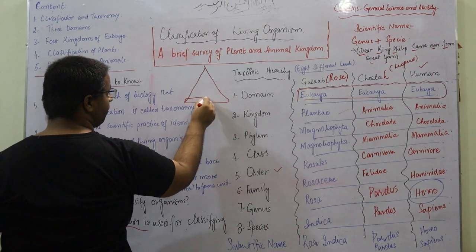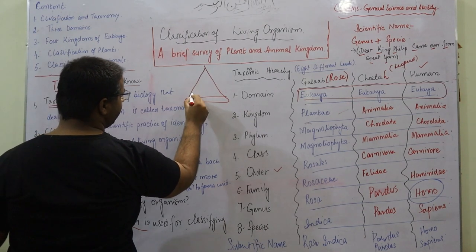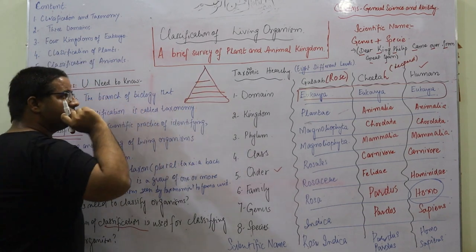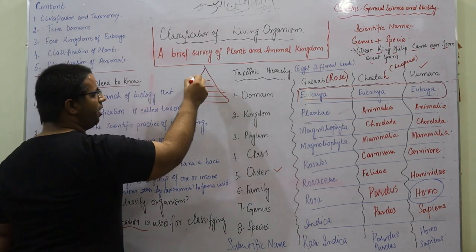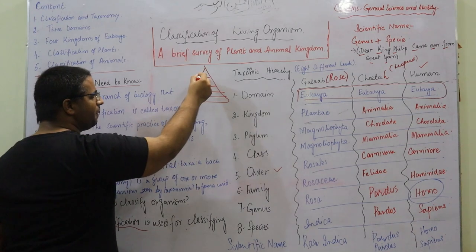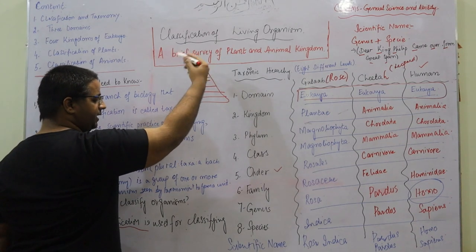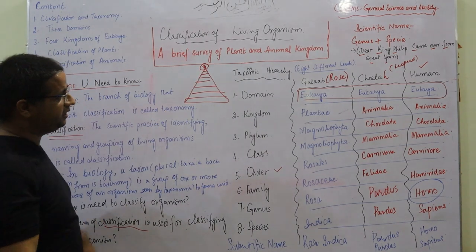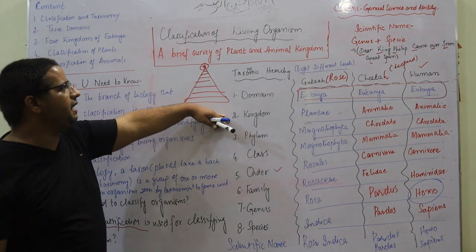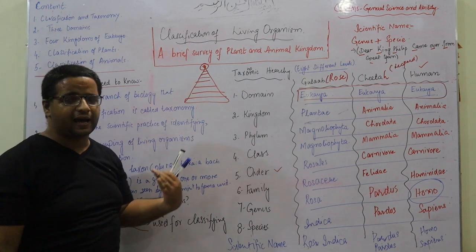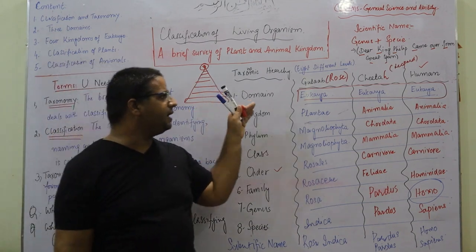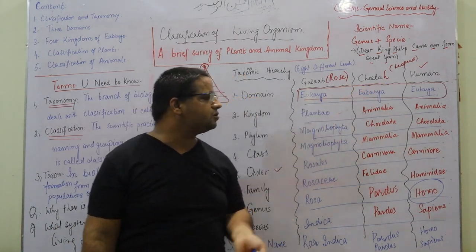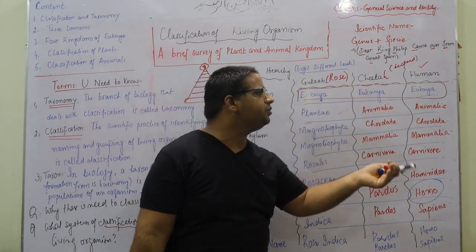Domain is the broadest term, then kingdom, then phylum, then class, then order, then family, then genus, and finally species. For any classification, this pyramid represents the taxonomic hierarchy. For domain, rose is from Eukaryota, cheetah is also from Eukaryota, and human is Eukaryota as well.